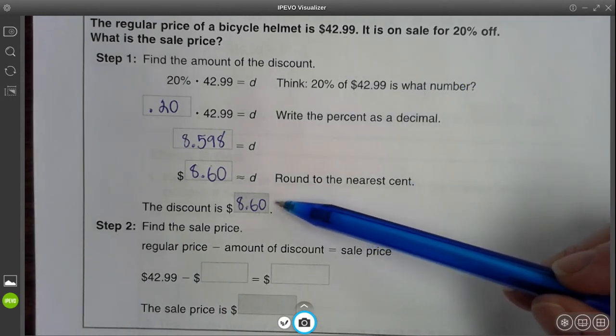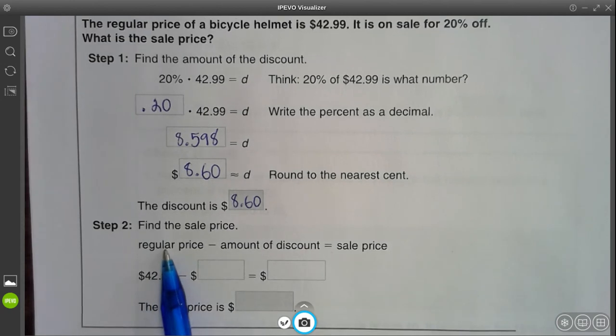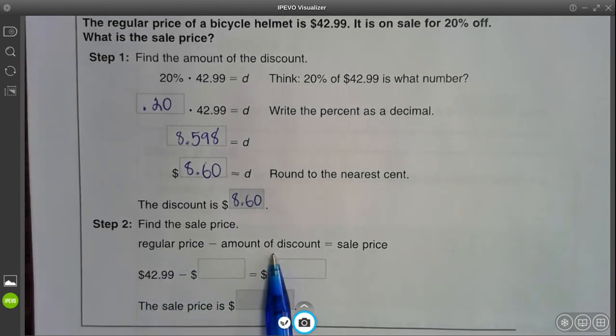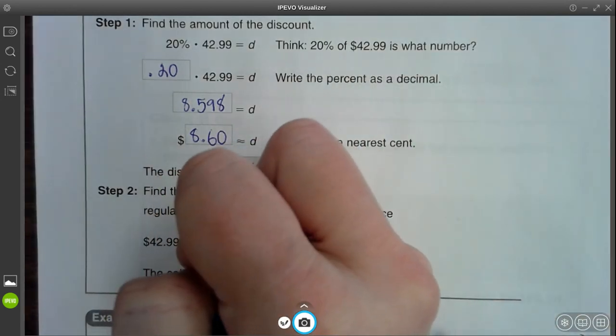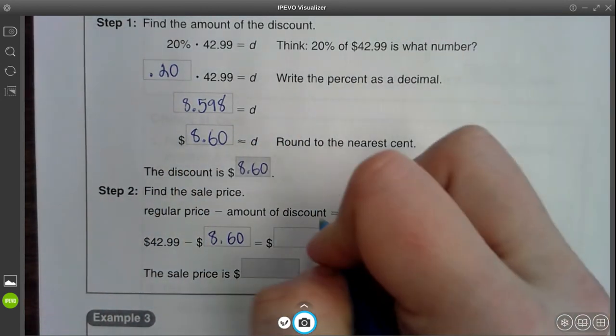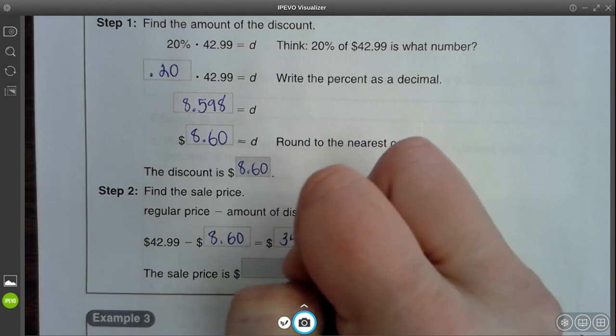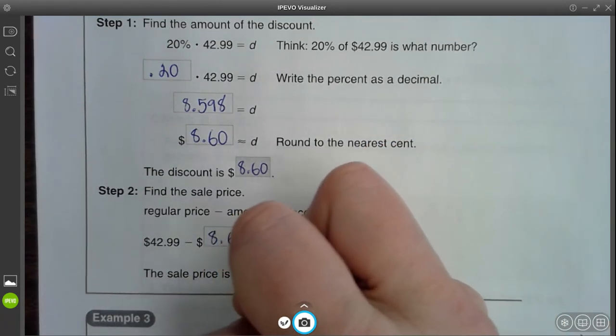So to figure out the final sale price, we take the regular price and subtract the discount to get our sale price. So we're going to start with that $42.99, subtract the $8.60, and in the end we end up with $34.39.